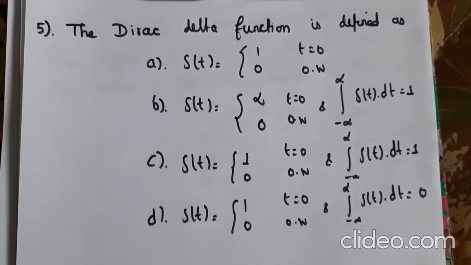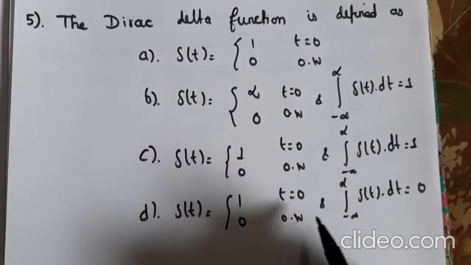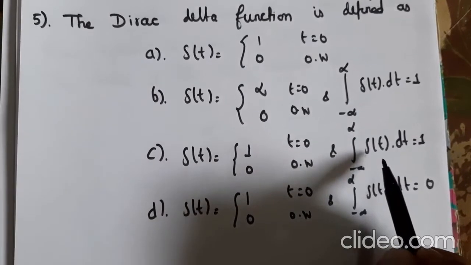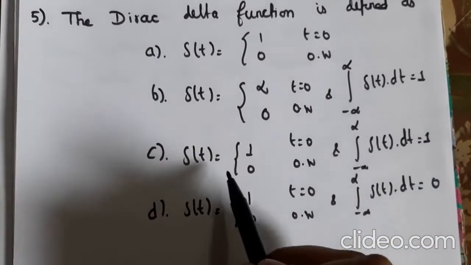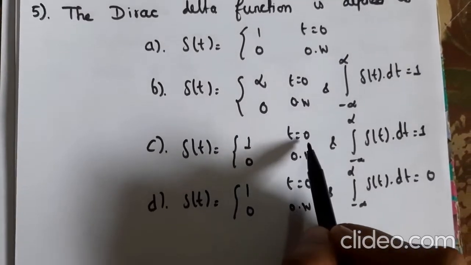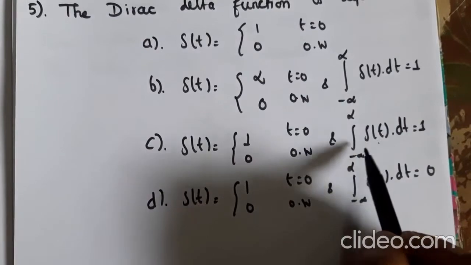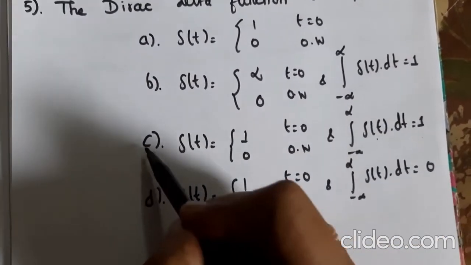Fifth question, the Dirac delta function is defined as. So the delta function has the value 1 at t is equal to 0, and the integral of del of t dt is equal to 1. So del of t is equal to 1 when t is equal to 0 and 0 otherwise, and the integral of del of t over the interval minus infinity to infinity is equal to 1. So here the answer is C.